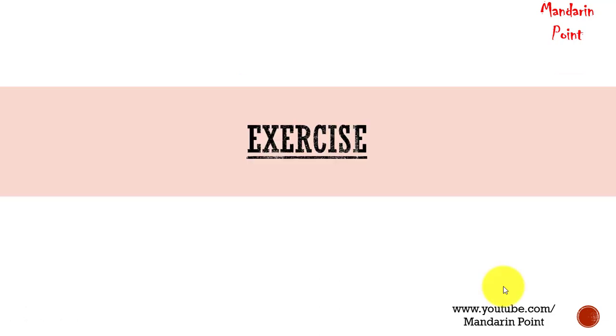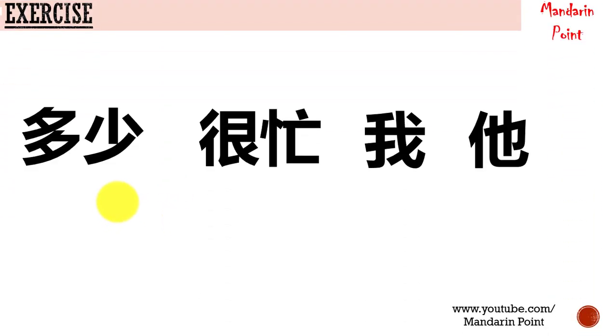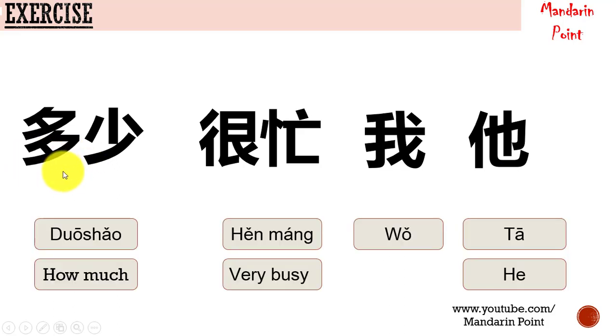Now, I'm leaving an exercise for you. You have to decompose the following characters into their basic characters or level 1 characters. Just continue decomposing these characters until you find the basic strokes. This one is duo shao qian. Whenever we buy something, we ask how much money. So it is duo shao. It is hen, meaning very, and mang, busy. Wo, I, ta, he. That's all about today's lesson.